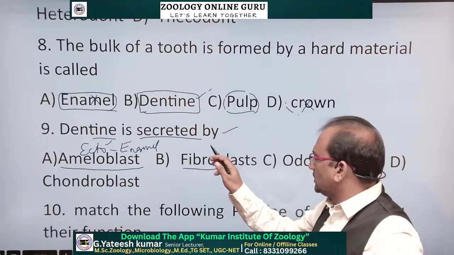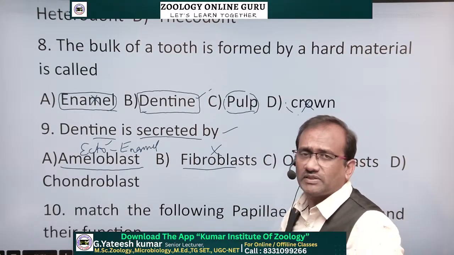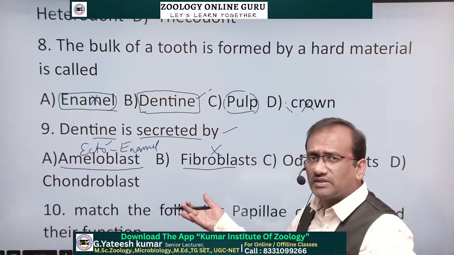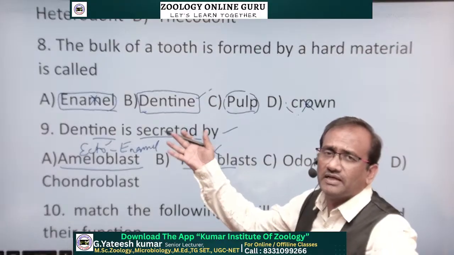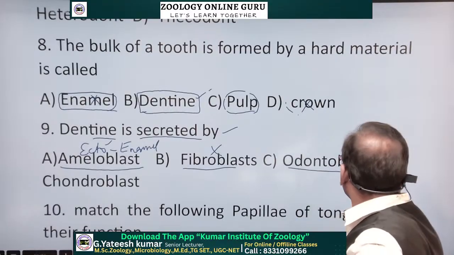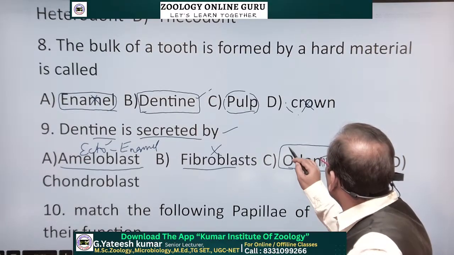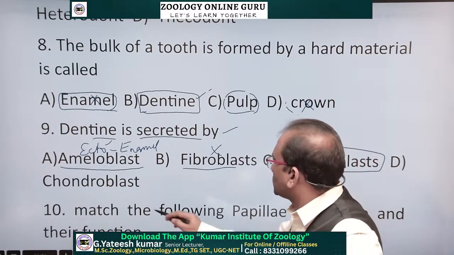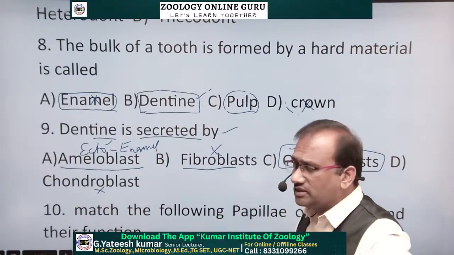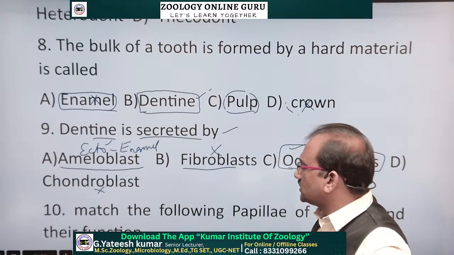Fibroblasts produce fibers in our body, like elastic fibers, collagen fibers, and reticular fibers. So there are different types of fibers, but we are not discussing fibers here, it is teeth. Next, odontoblast, yes, this is the answer. Chondro means cartilage; the study of cartilage is called chondrology. So chondroblast cells are not the answer.